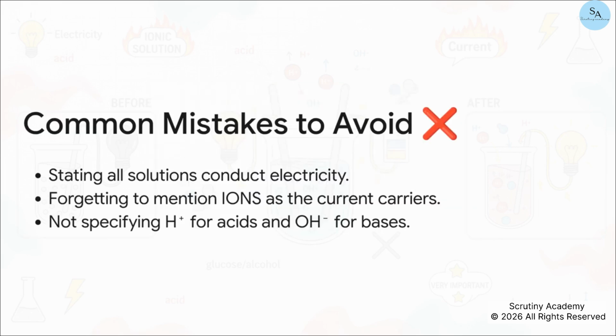Now, you have to be careful when you write about this in your exams, okay? Here are some very common mistakes that students make. First, don't just say all solutions conduct electricity. We just proved that's not true. Second, and this is super important, always remember to mention ions. And finally, be specific. Don't just say ions, say H+ ions for acids and OH- ions for bases. Getting these details right will help you get those full marks.